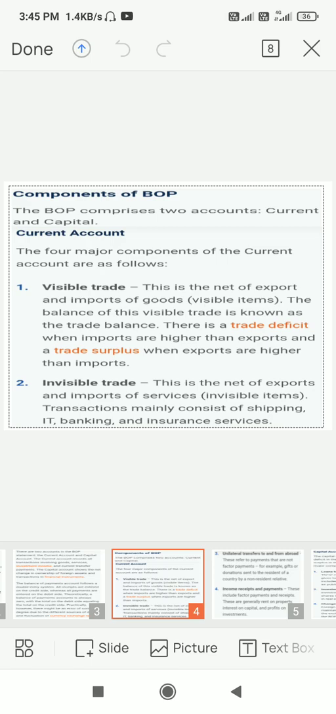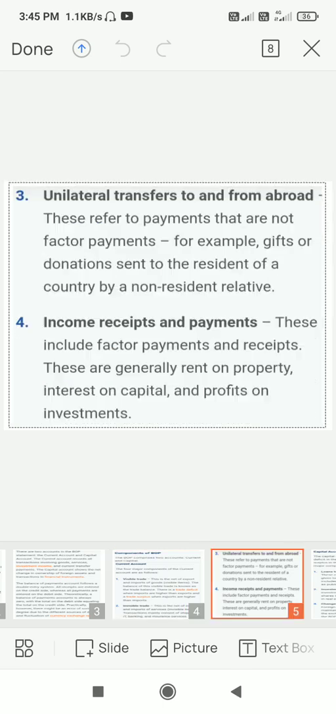Next one is called invisible trade. Invisible means it is related to services. So this is the net of exports and imports of services, invisible items. Transactions mainly consist of shipping, IT, banking, insurance services, etc. Number three is called unilateral transfer to and from abroad. This refers to payments which are done not for a factor payment. For example, gifts we have sent, or donations we are giving to some residents of a country, or some non-resident relatives. When we make such a payment, that comes under this component.